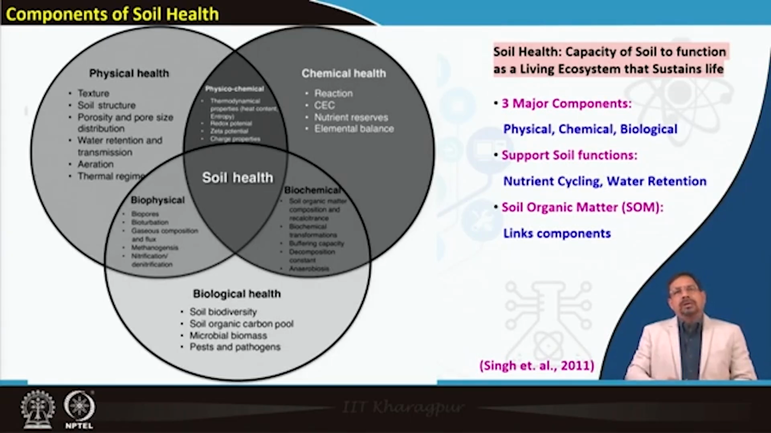Now, let us move on to chemical health. As far as chemical health is concerned, we need to understand the cation properties, the nutrient reserves, the elemental balances, and the various types of reactions permitted in understanding soil chemical health. The third one is biological health, which is relatively more important, where we understand soil biodiversity, particularly microbial and other diversity such as earthworms and other creatures.